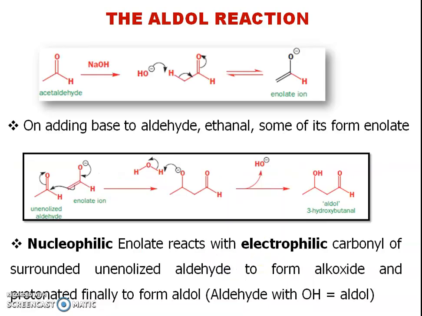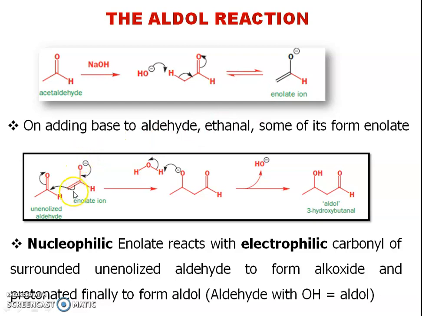So let's see the mechanism of the reaction. First, acetaldehyde in the presence of base forms an enolate. The enolate formation is due to the acidic nature of this alpha hydrogen. Why is this alpha hydrogen acidic? Because it is very next to the carbonyl. This carbonyl is an electron withdrawing group, so this hydrogen will be acidic. So it forms an enolate first.